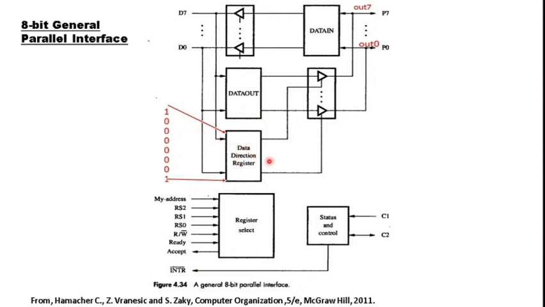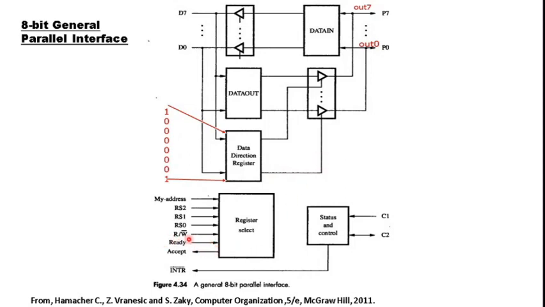So there are actually 5 addressable locations within this general interface: data in, data out, data direction register, status register and control register. In order to select between the 5 addressable locations we need at least 3 bits. So RS0 to RS2 are known as the register select lines, as everything is in the form of a register within the interface: data in, data out, data direction register, status register and control register.